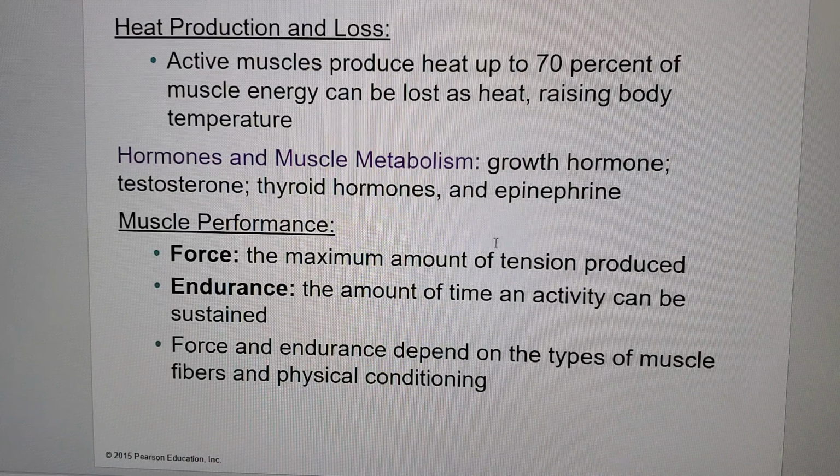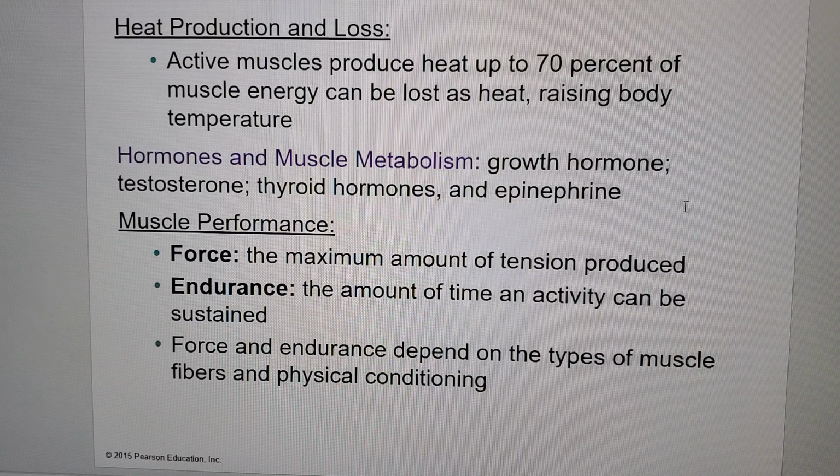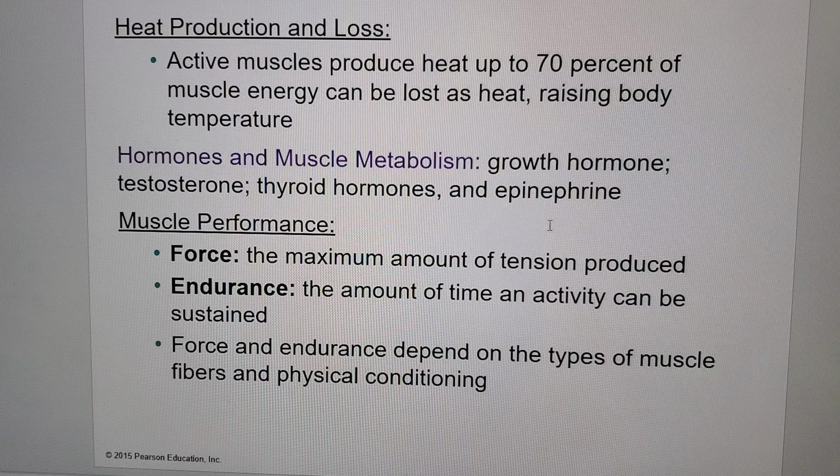Thyroid hormones. The thyroid regulates absolutely everything about your metabolism. And the thyroid directly affects your muscle maintenance, muscle growth, and every other system. Epinephrine, get that shot of epinephrine, feel good, and get where you can actually move. It affects your muscles.